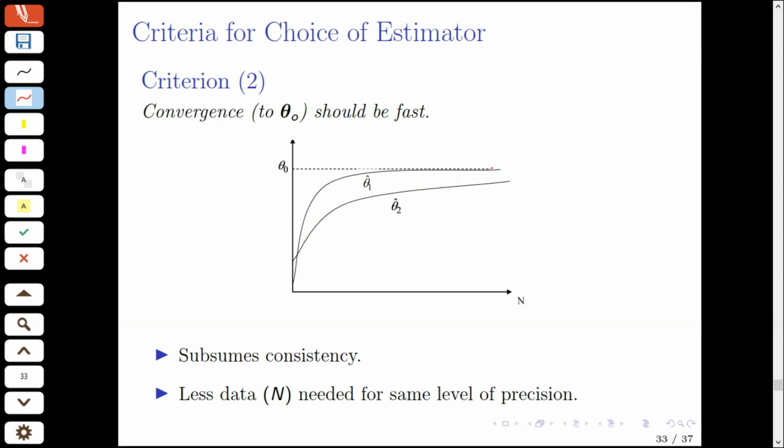Now, why would we want to choose an estimator with a fast rate of convergence? Well, the reason is that we need less data in order to obtain the same level of precision. So in that sense, one estimator is preferable compared to the other.